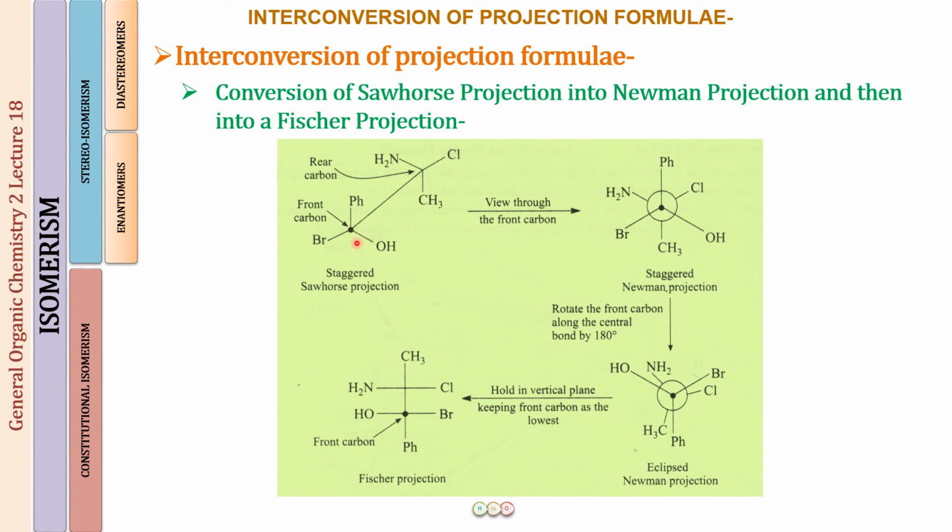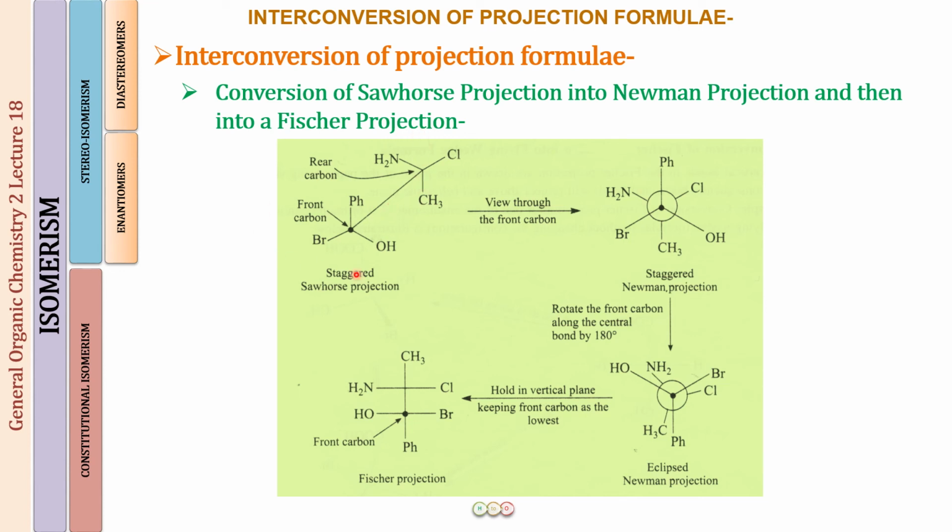Okay, so the example that you are looking at over here, first of all, we have this as a staggered sawhorse projection because we see the erect bond, this is on top, and the other erect line, this is going below. So when they are opposite to each other, this is the staggered. When they are on the same side, that is the eclipsed.